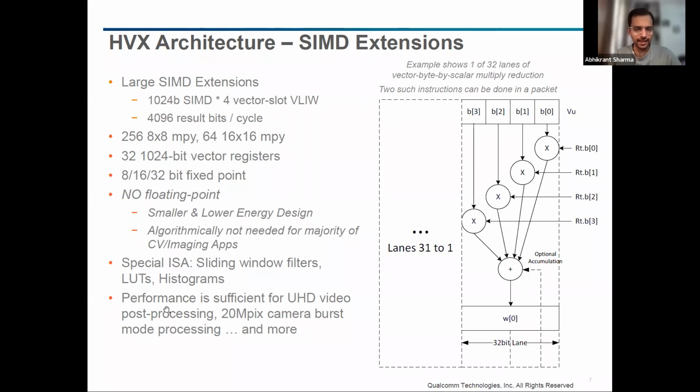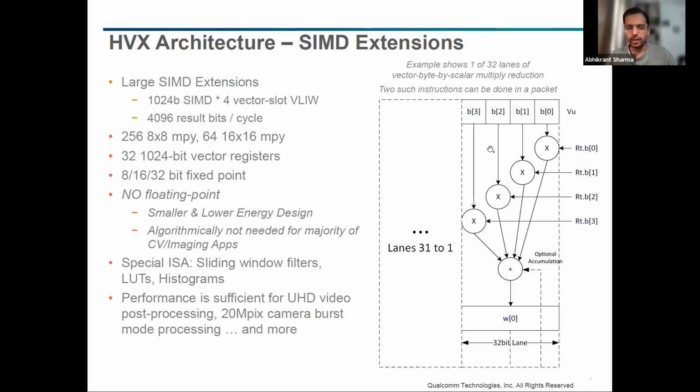So this is slightly older data. The performance is sufficient for, it says, Ultra HD video post processing, but now we are able to do even 8K processing, and it is going to grow as we move forward, because the demand for better imaging continues to grow. That's why it has to evolve, and that's part of the evolution.